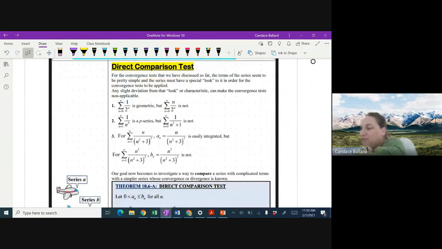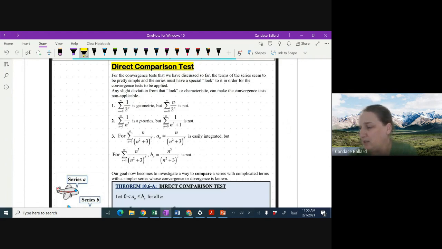So for the convergence tests that we have discussed so far, the terms of the series seem to be pretty simple, and the series must have a special look, with the exception of geometric. Hopefully you did the lesson ahead of this, because we learned about p-series this morning, okay? So any slight deviation from that look or characteristic can make the convergence test not applicable.